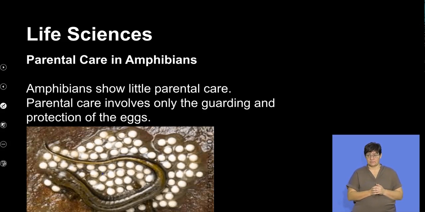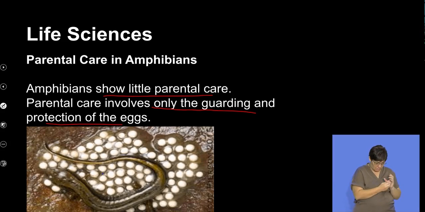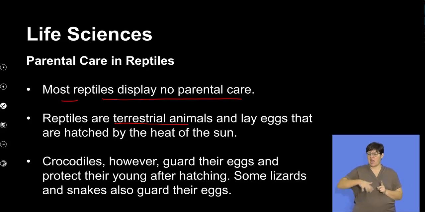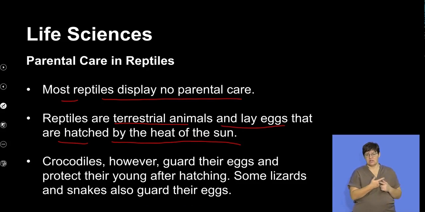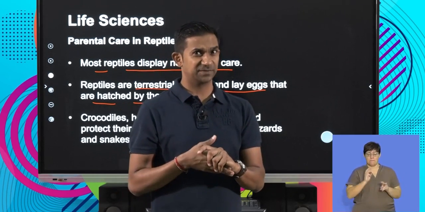We also see that amphibians show little parental care. Parental care that involves only guarding the eggs and protecting them during their initial development is seen among some amphibians. Most reptiles display no parental care. Reptiles are terrestrial animals and they lay their eggs that are hatched and heated up in the sun. So these eggs hatch independently and they develop autonomously with no specific intervention from their parents.